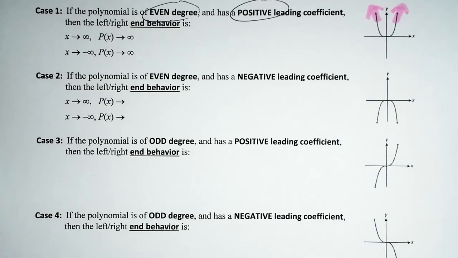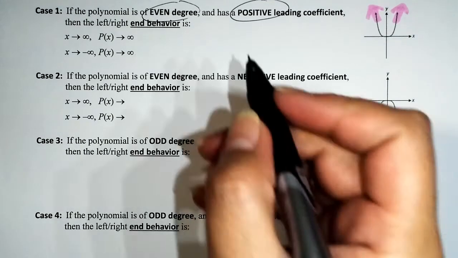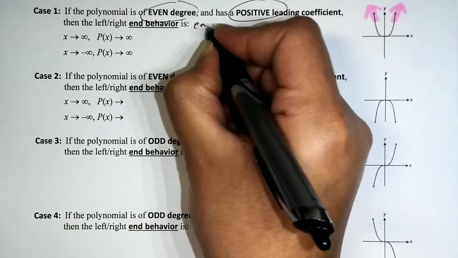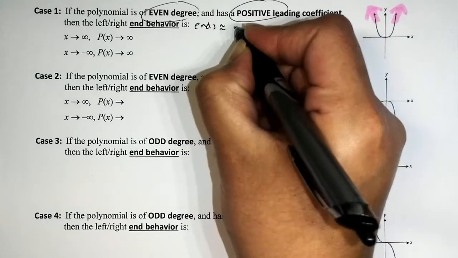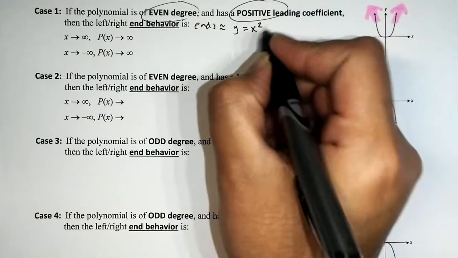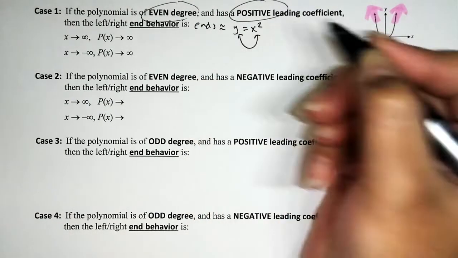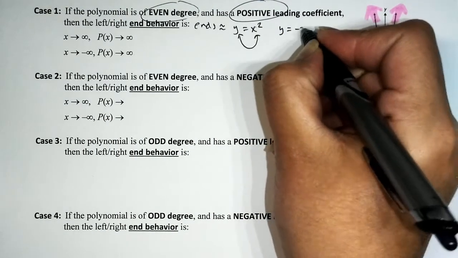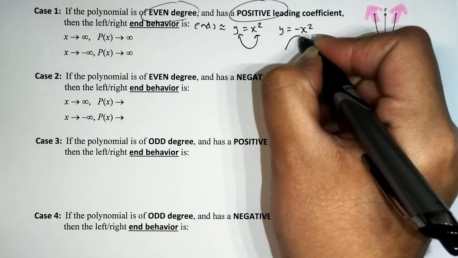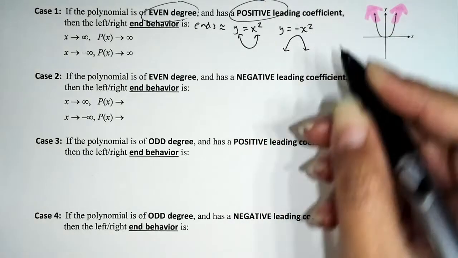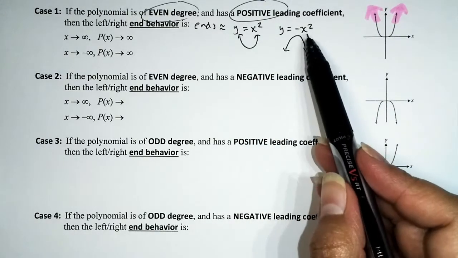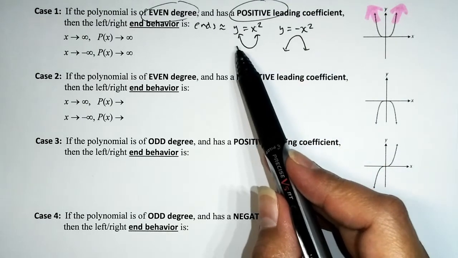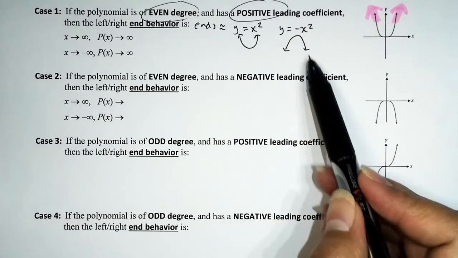Okay, so now let's break it down. If we have a polynomial of even degree, the ends are going to remind me of the square function. The graph of the square function looks like this. What if the leading coefficient is negative? Turn that frown upside down. Sorry, I said it wrong, but you get me. If the leading coefficient is negative, then we're going to reflect about the x-axis, so it's going to look like this.